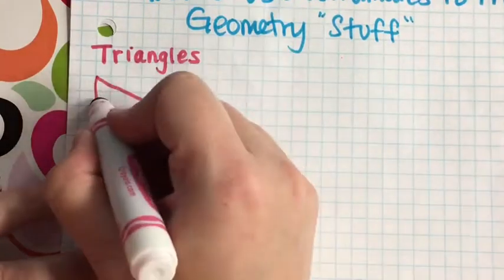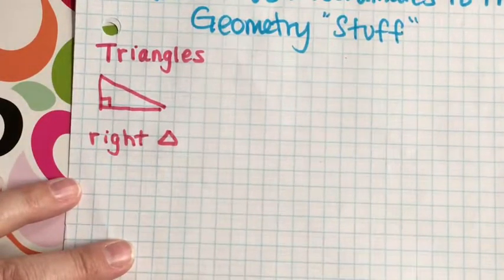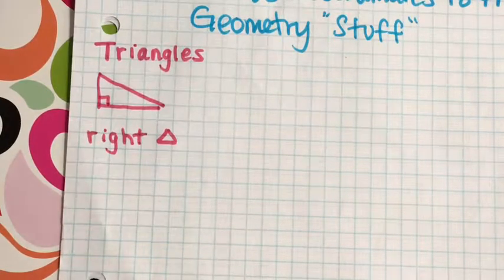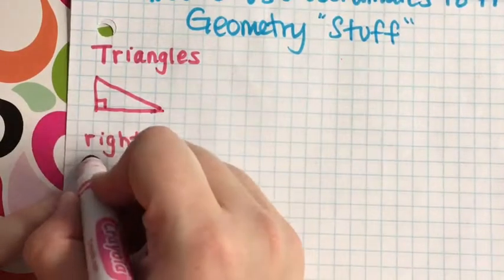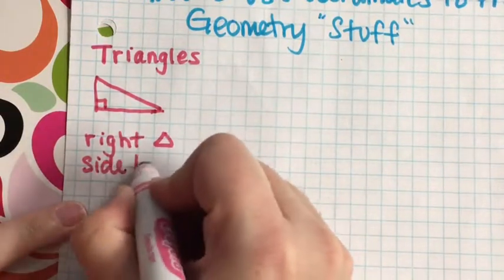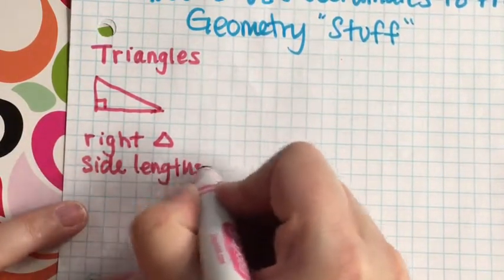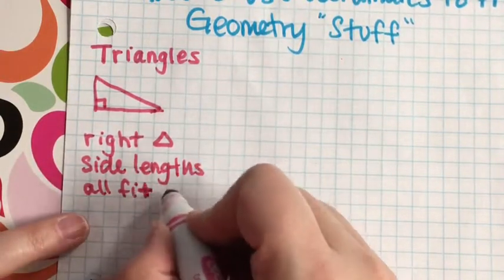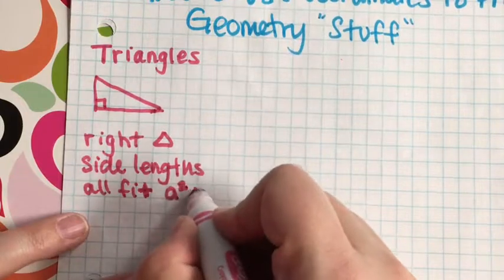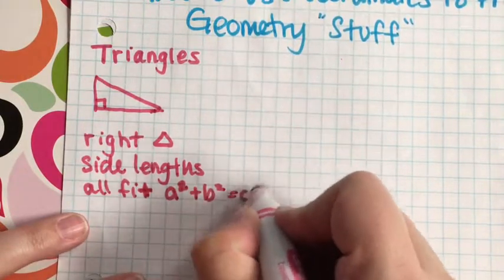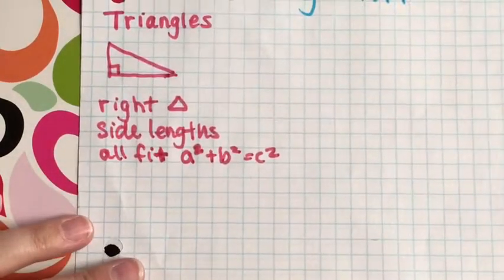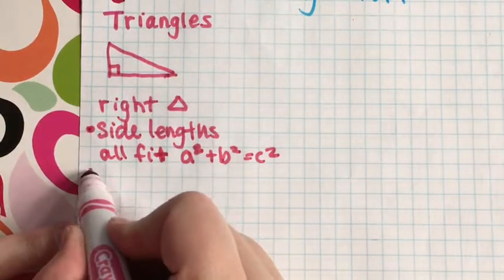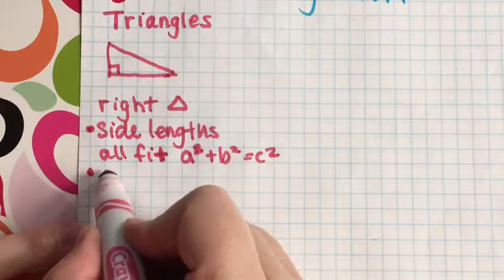90-degree angle. Yeah, that would be a 90-degree angle. And if you were to graph it, how could you tell it was a right triangle? Pythagorean theorem. Yep, the side lengths all fit. And because Pythagorean theorem is really long to write out, I'm just going to write a squared plus b squared equals c squared. So that's one way to do it, with the sides. Another way to tell is that it is a right angle.